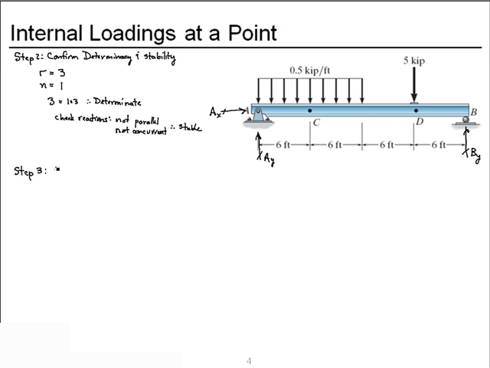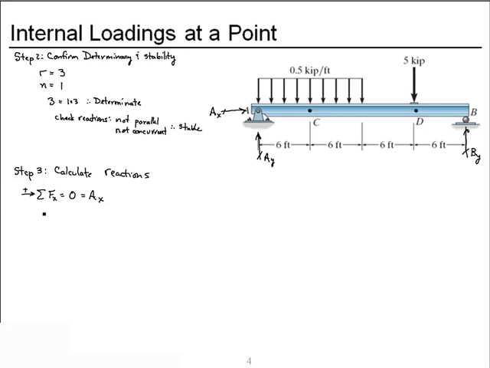Step 3, let's get the reactions. We'll start with summing forces in the x direction, choose to the right as positive. And the only thing in the horizontal direction is AX, so that reaction is 0.